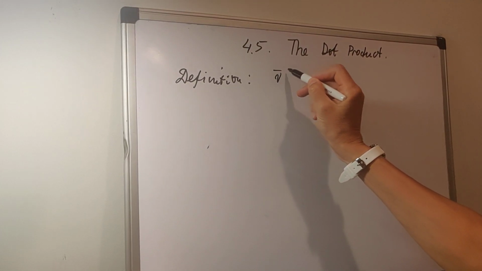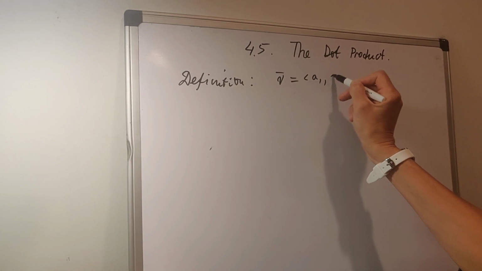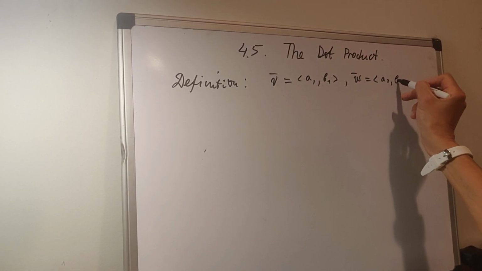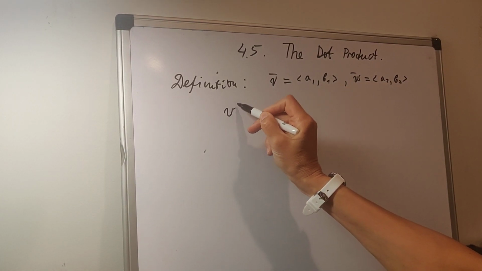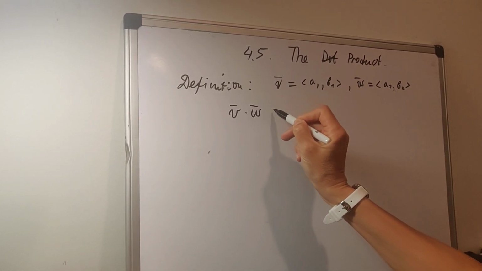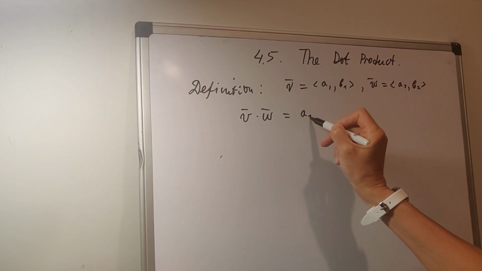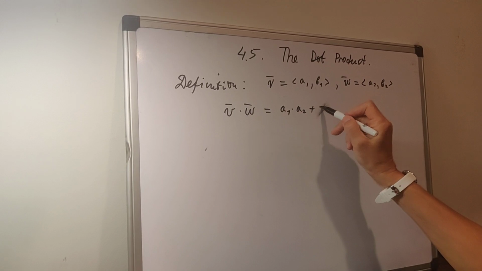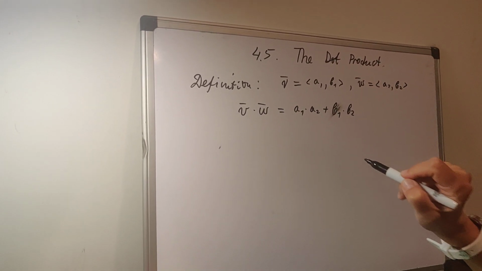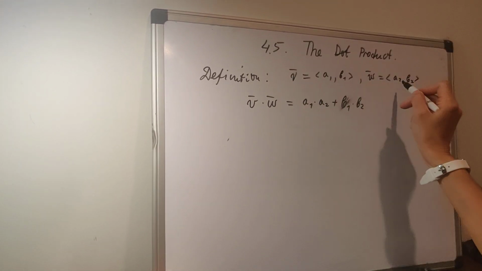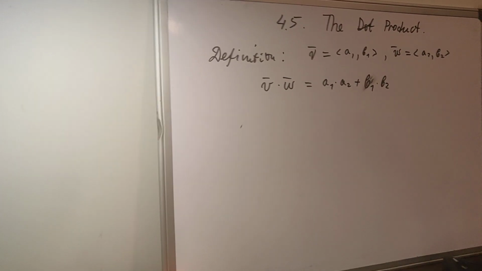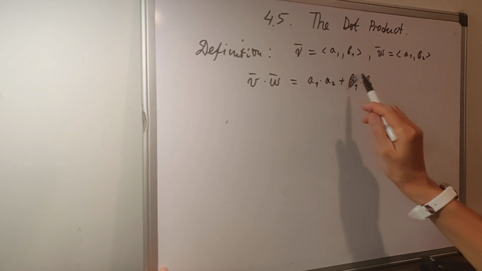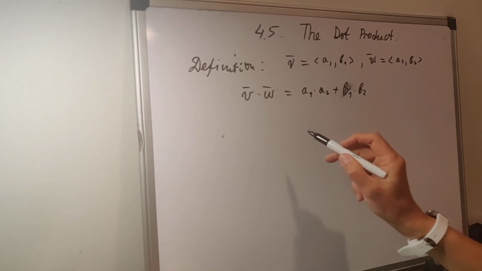If we have two vectors, vector v with coordinates a1, b1, and vector w with coordinates a2, b2, the dot product between vector v and vector w is defined as the product of a1 by a2 plus b1 by b2, just the product of the x components and y components. Dot product, as you see, doesn't have any direction. It's just going to be one number. Let me show you an example.